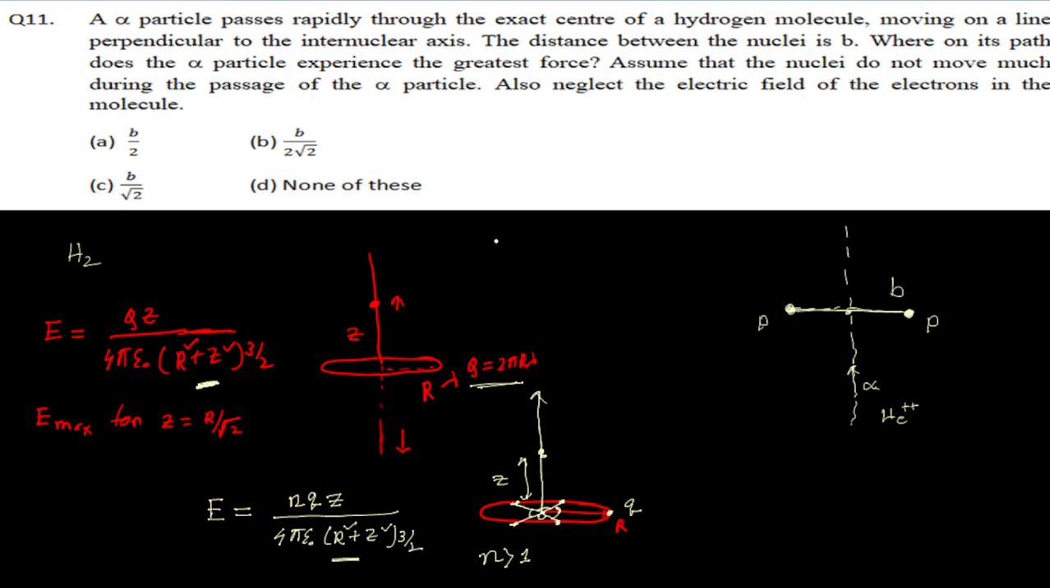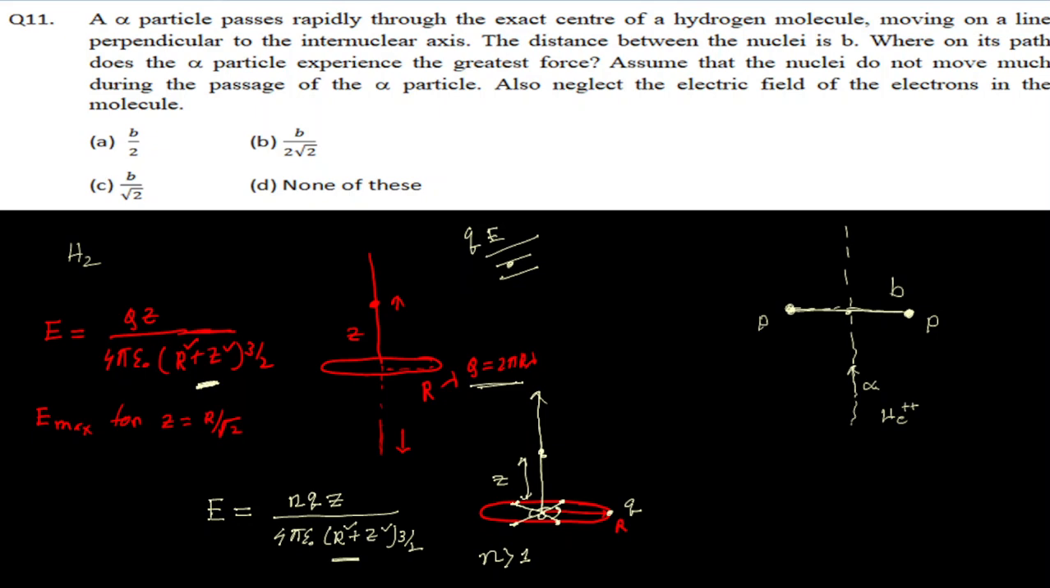So if we throw a charged particle in any external electric field E, and the particle has charge q, then the force on this particle will be q into E. So in this case, if we throw an alpha particle, these two protons, nuclei of hydrogen atoms, will create an electric field along this axis. Because of this electric field, the alpha particle experiences a force. This force will be maximum where the electric field along the axis because of these two charges will be maximum.